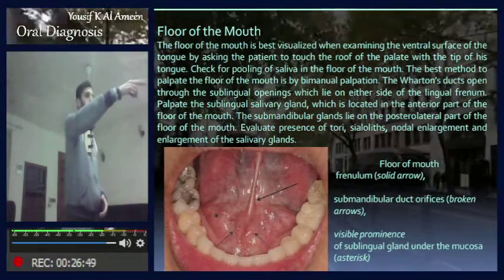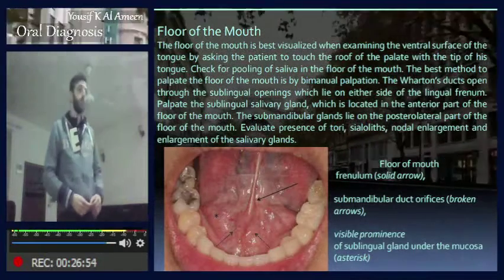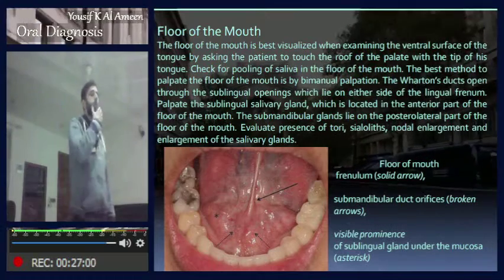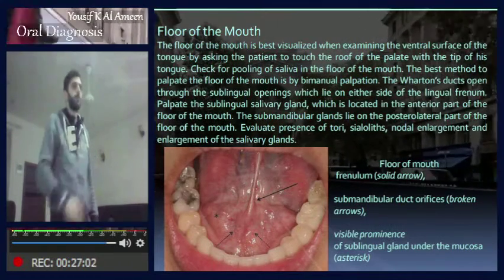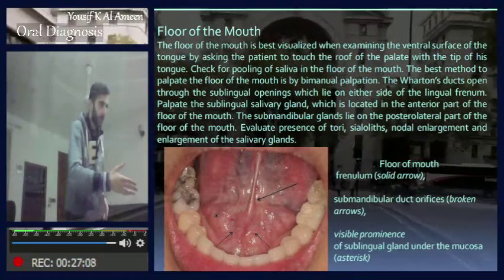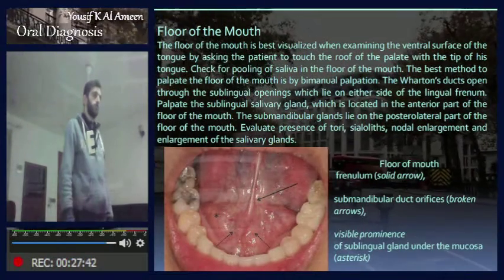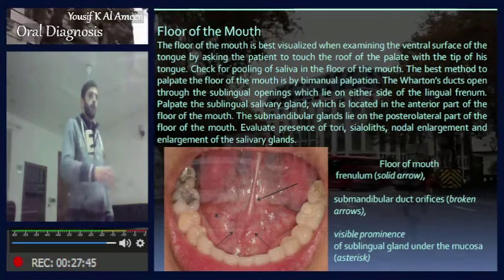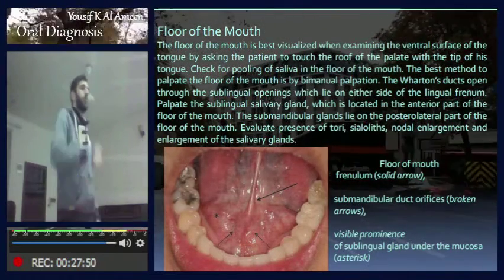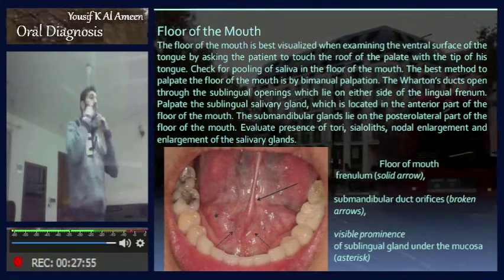The Wharton's duct opens through the sublingual opening, which lies on either side of the lingual frenum. That's the Wharton's duct, as you can see in this picture. And to continue, the Wharton's duct opens through the sublingual opening, which lies on either side of the lingual frenum.